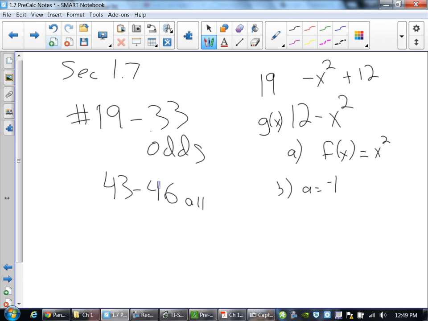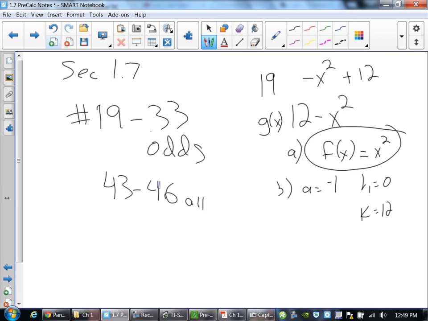What's h? It's 0. There is no h, so h is 0, so there's no horizontal shift, and k is 12. So to the original function, you can say that it's been reflected and moved upward 12. Does that make sense?